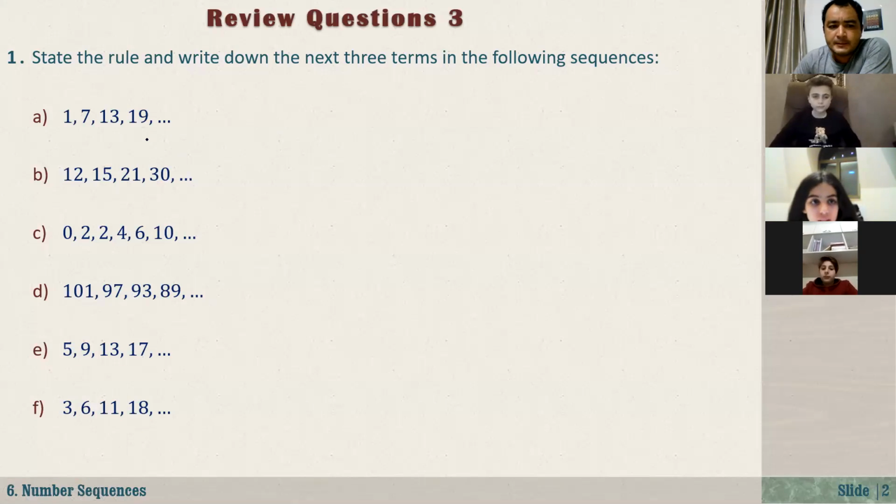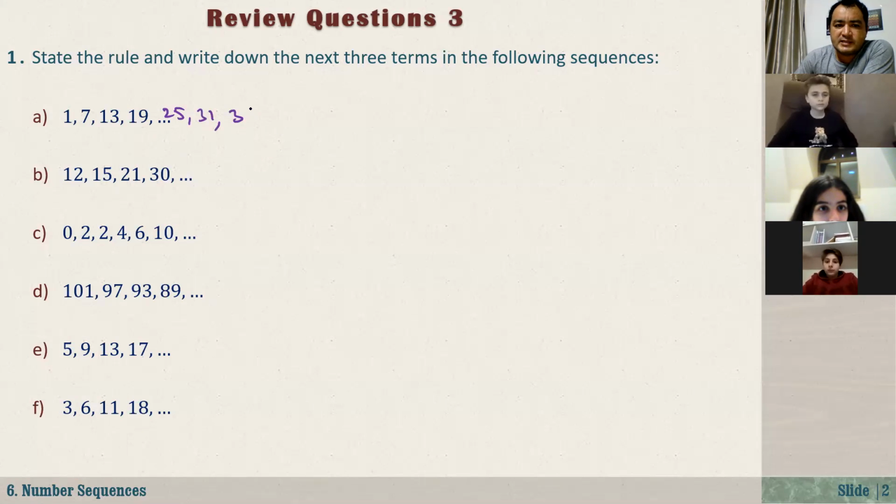Plus 6, also 25, 31, and 37. Okay, so always, Selin, you also have to mention what number you are starting your number sequence with. So start with 1 and add 6 to get the next term, right? That's the rule here. Okay, Ibrahim, how about question B?